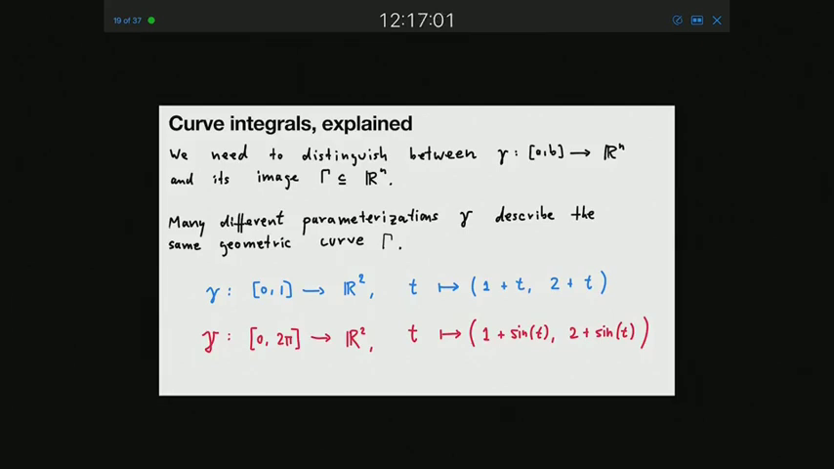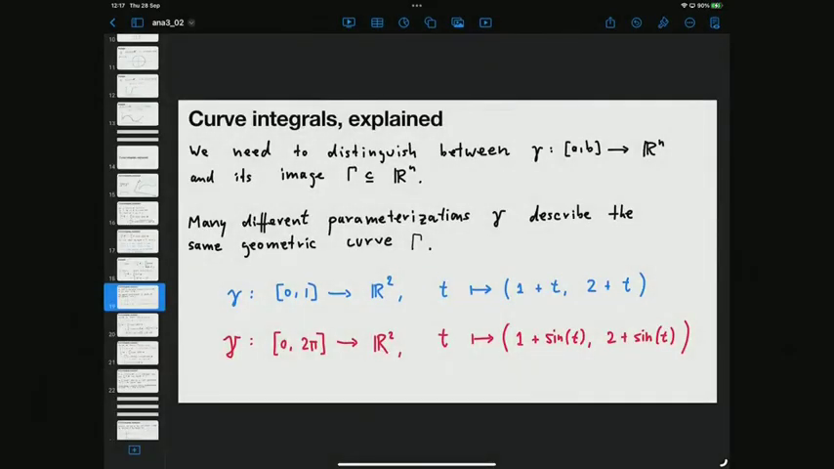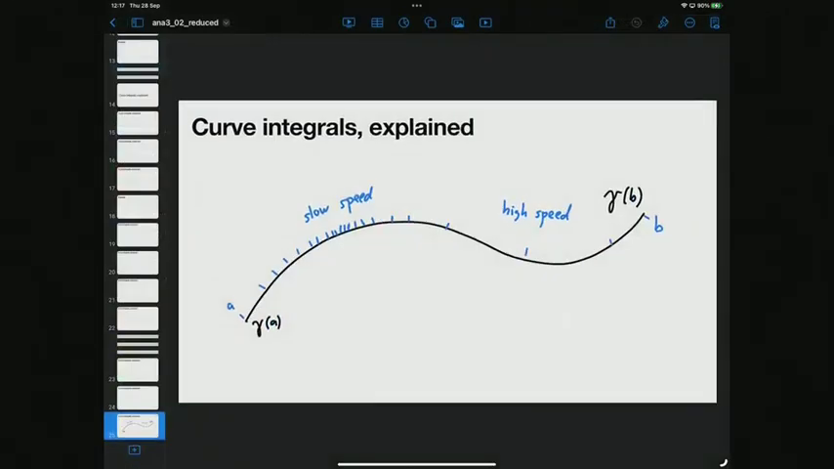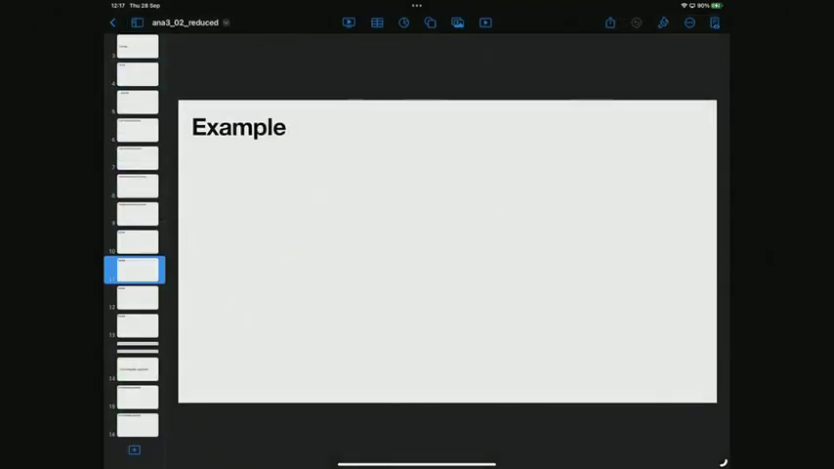So let's hope the audio works. And in fact, let me use the empty slides instead. So I would like to take a look at two examples.